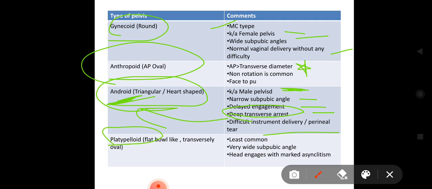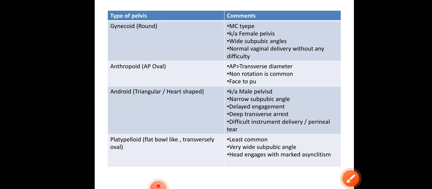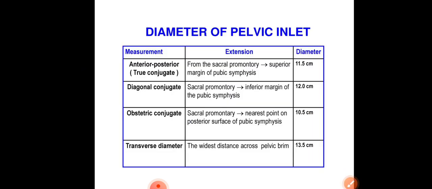Platypelloid: flat, bowl-like, transversely oval, least common. This is least common; gynecoid was most common. Very wide subpubic angle; the head engages with marked asynclitism. So these are important points about the different types of pelvis.